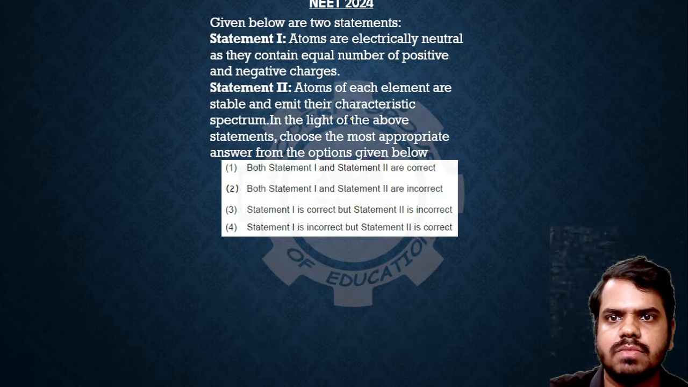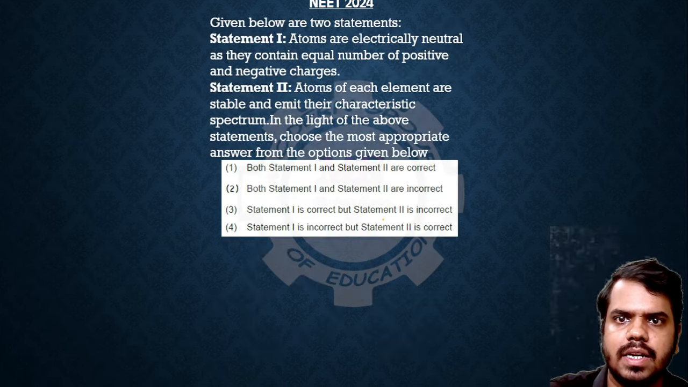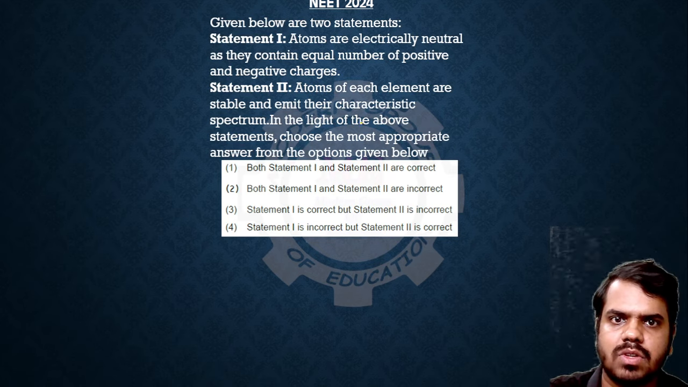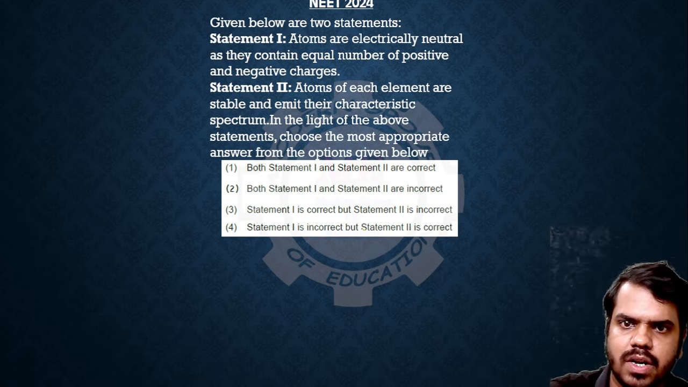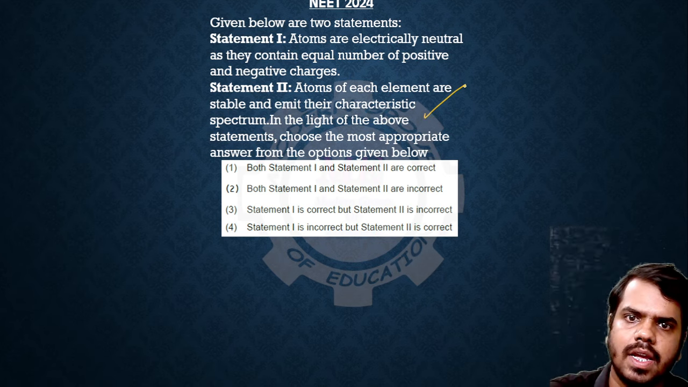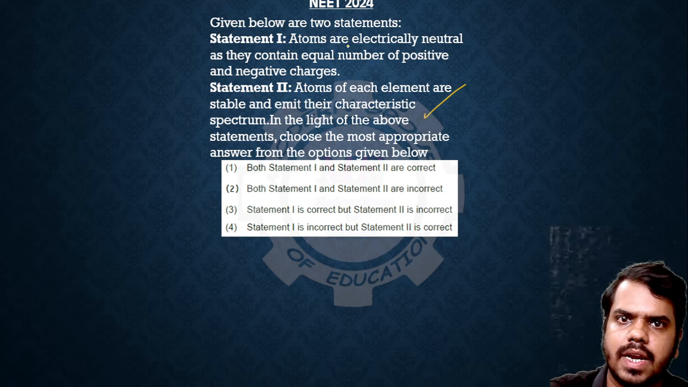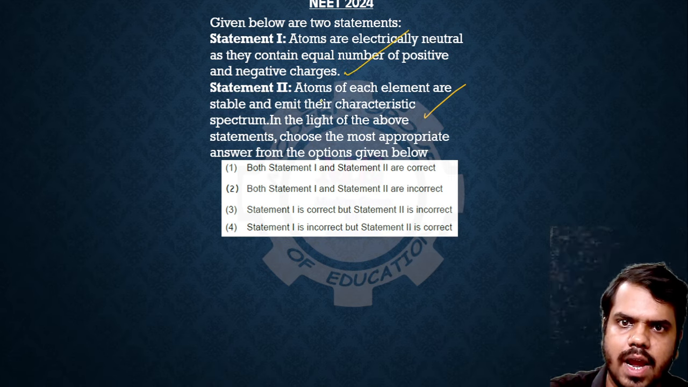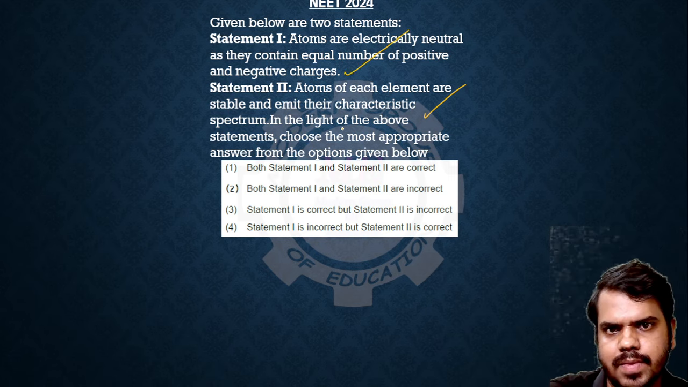Given below are two statements. Atoms are electrically neutral as they contain equal number of positive and negative charges. Atoms of each element are stable and emit their characteristic spectrum. In the light of the above statements, choose the most appropriate answer from the options given below. Both statement 1 and statement 2 are correct. First of all, atoms of each element are stable, it is okay, but atoms are electrically neutral as they contain equal number of positive charges, it is okay.